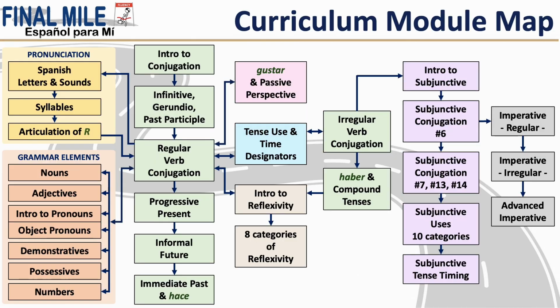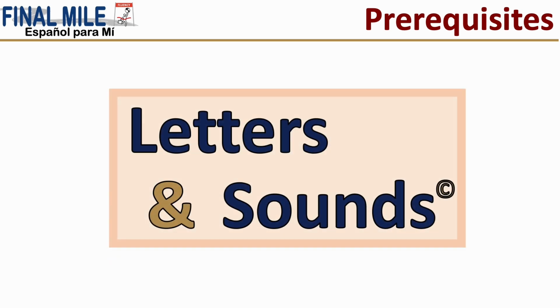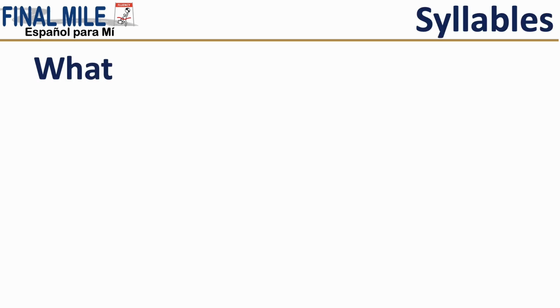Okay, so let's see where we are in the curriculum module map. We are still in the pronunciation module, really all of which is designed to help you speak Spanish without an accent. But in particular, this and the next lesson are very, very important to get you to speak with a natural accent. Okay, we have a prerequisite, Spanish letters and sounds. So hopefully you've already taken that class. If you haven't, you can just go and find it and take it.